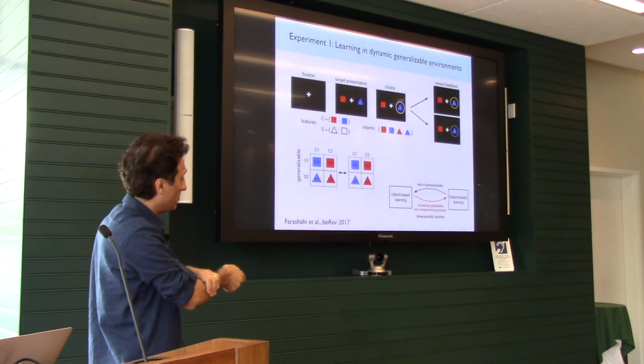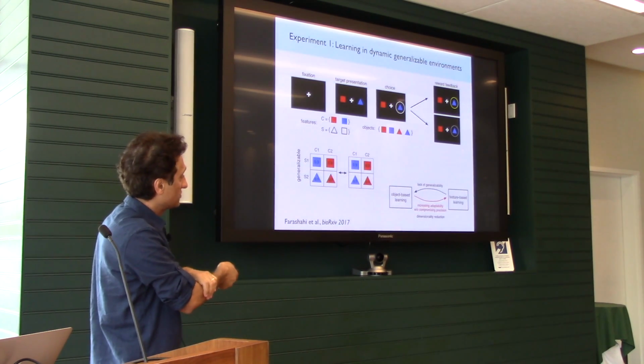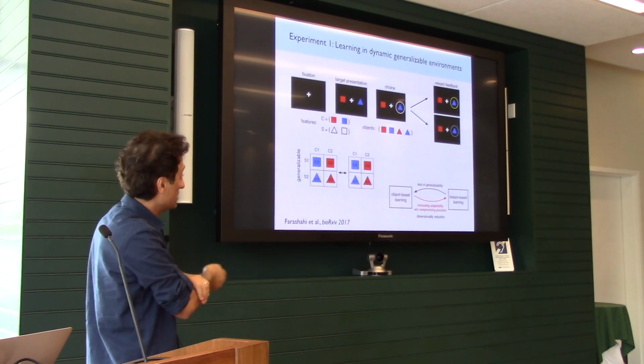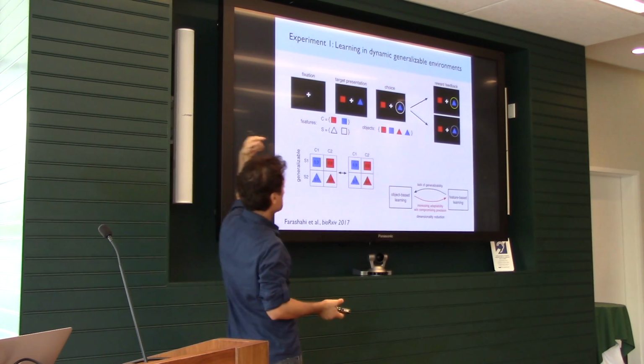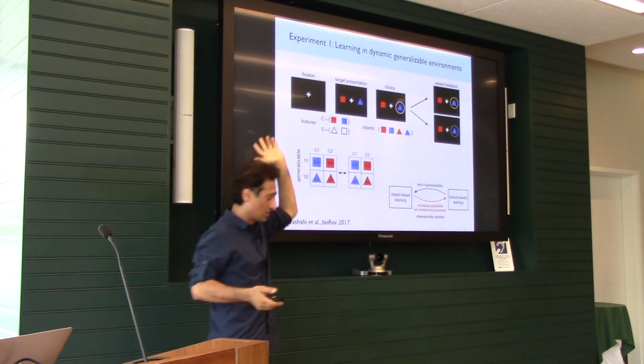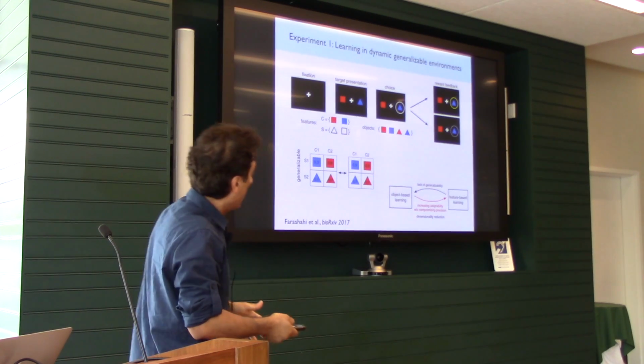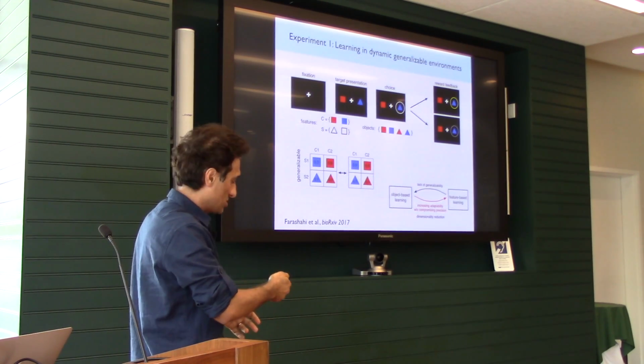That is the push that will bring you this way. There is no lack of generalizability because this environment is fully generalizable, meaning that you can use feature value to predict object value perfectly fine. And there's no dimensionality reduction.